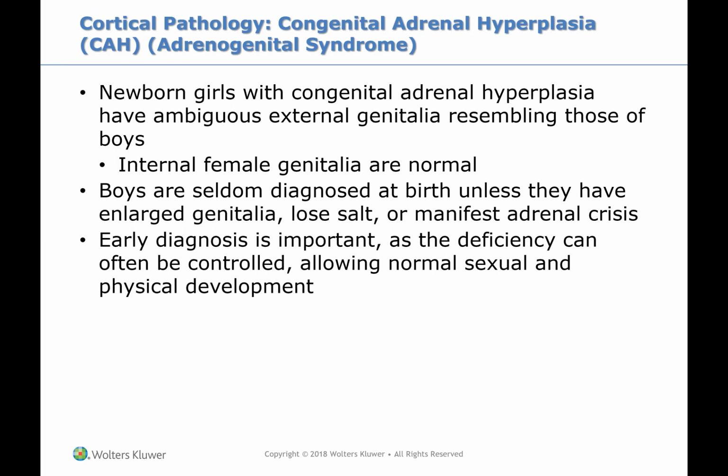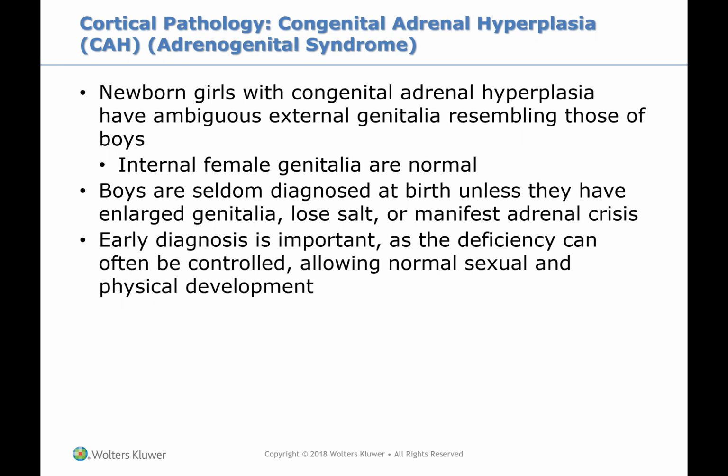Some newborn girls with congenital adrenal hyperplasia have ambiguous external genitalia resembling those of boys, which we'll talk about more in our OB2 class. But you may have heard about ambiguous genitalia when you are scanning a baby, knowing the difference between a boy or girl, and when you really can't tell, like it almost looks like an in-between of the genitals of a girl or a boy. We call it ambiguous external genitalia.